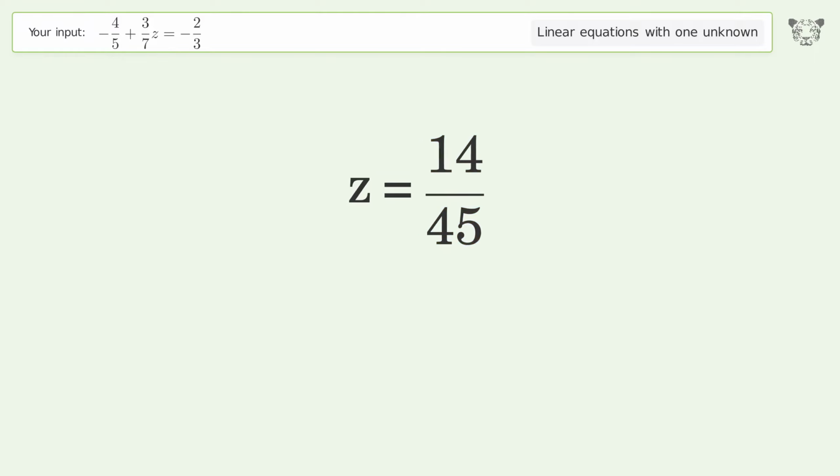And so the final result is z equals 14/45.